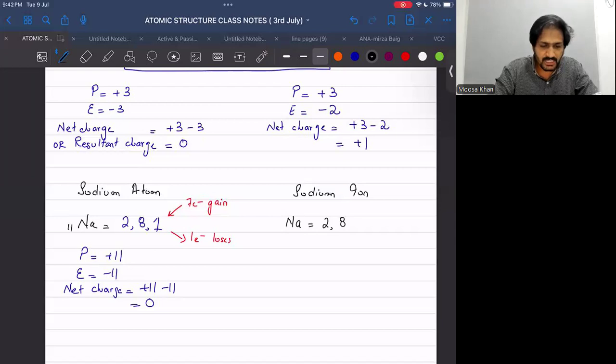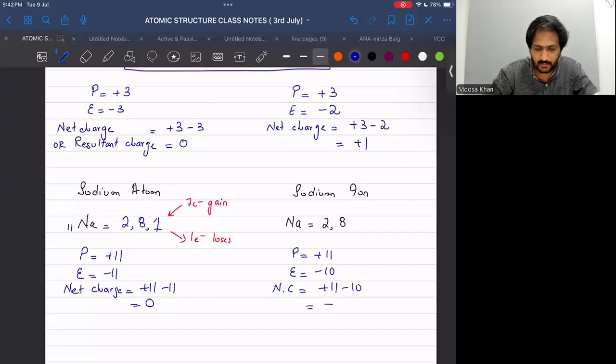Right? And what about the charge over sodium ion? If you see, the number of protons were positive 11, the number of electrons are negative 10. So the net charge over sodium ion is positive 11, negative 10. That would give you positive 1.